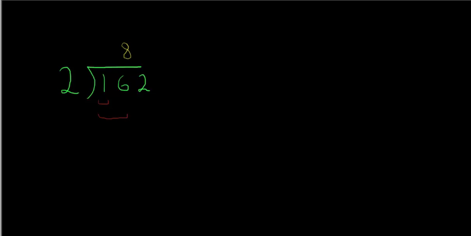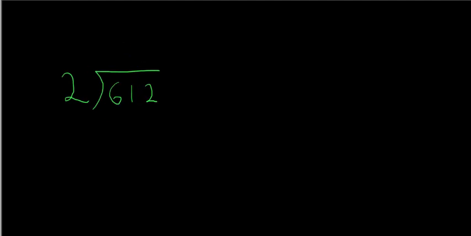This idea of putting the place very carefully will come into its own once we drift into the decimal region. But 2 into 1 didn't go, 2 into 16 is 8, and then 2 into 2 is 1. So our final answer is 81. Now let's look at another one where we have a similar concern regarding a number that doesn't go. Here we're doing 2 into 612. Now 2 into 6 goes exactly 3 times.